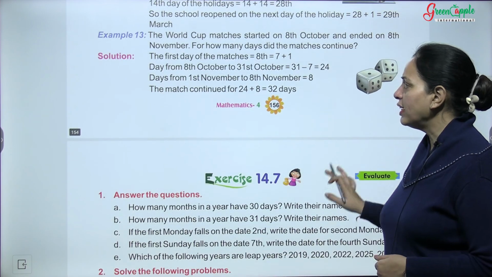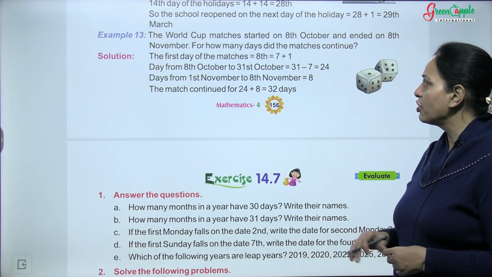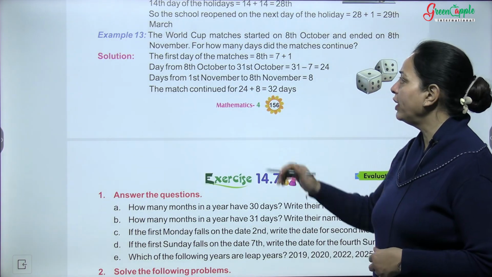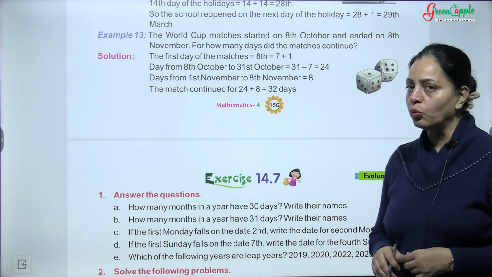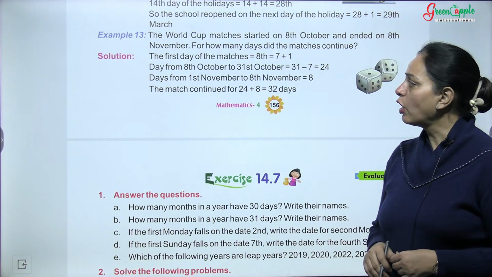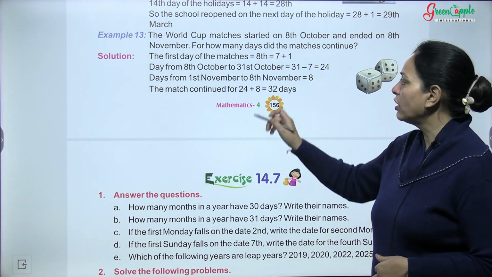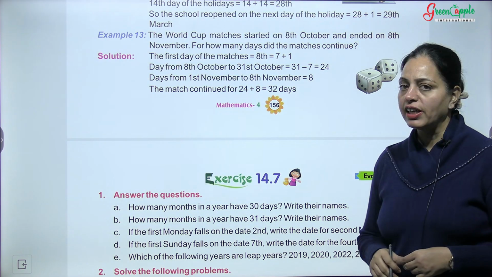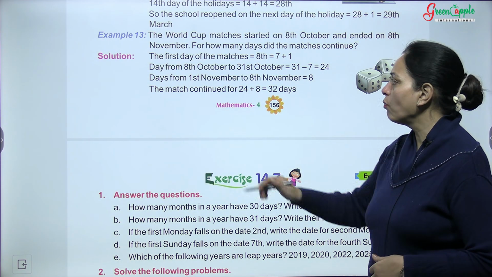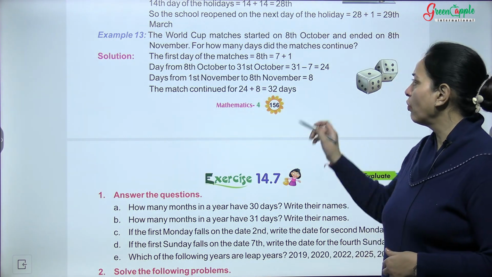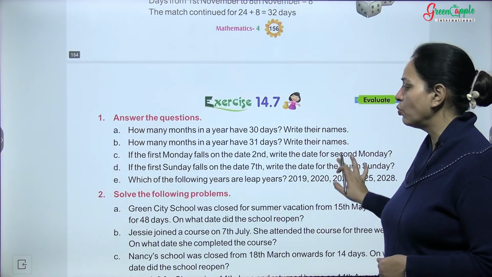Now example 13. The World Cup matches started on 8th October and ended on 8th November. For how many days did the matches continue? The first day of the match is 8, so 7 plus 1. Now days from 8th October to 31st October, 31 minus 7, that is 24. Days from 1st November to 8th November, 8. So total days 24 plus 8, 32 days.